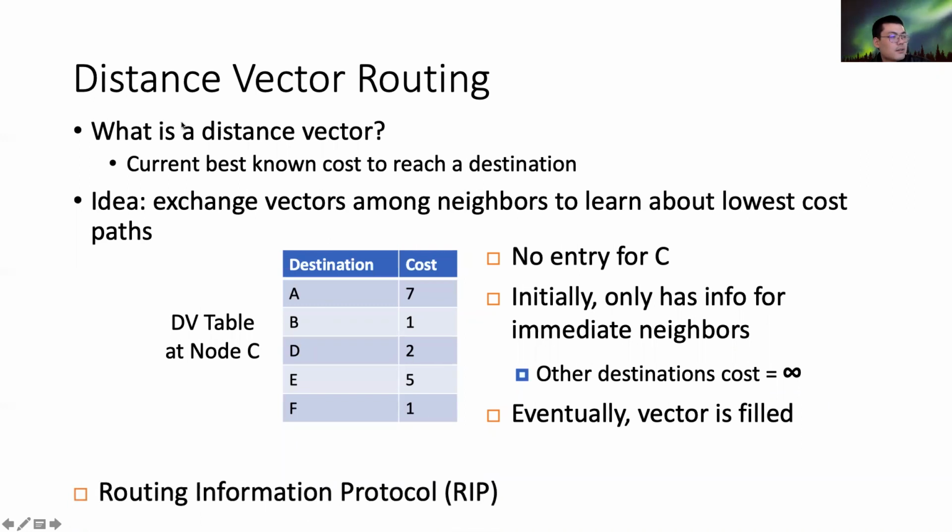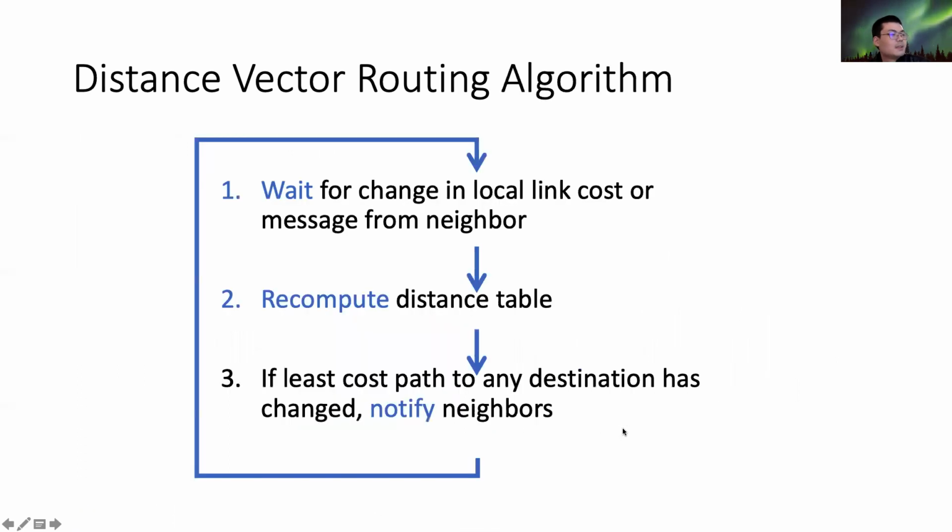And this distance vector routing is adopted by the RIP protocol. The P itself means protocol, but we just call it RIP protocol. So here's the algorithm workflow. It's a loop of these operations. The first step is to wait for a change in the local link cost, because maybe you have already converged and currently know the shortest path to other routers, so there's no need to keep communicating.